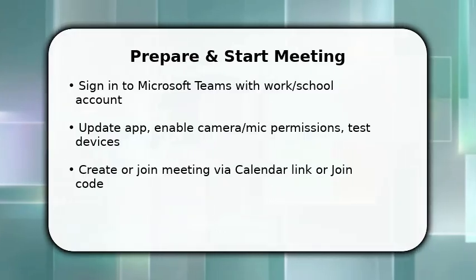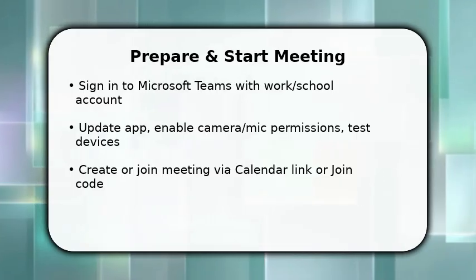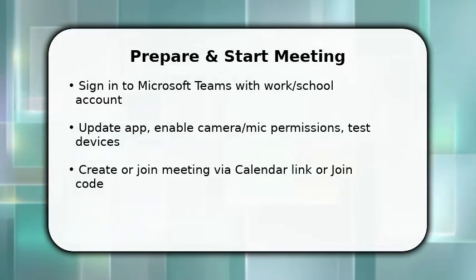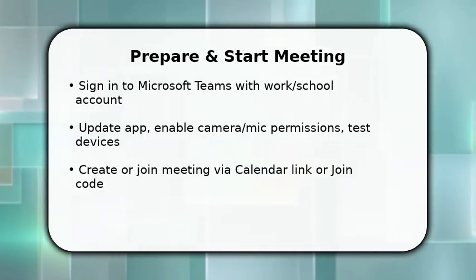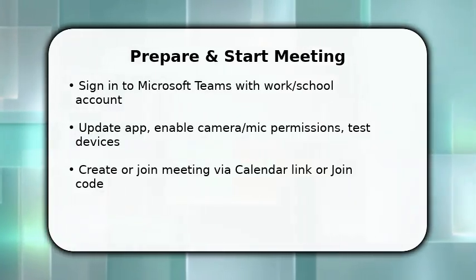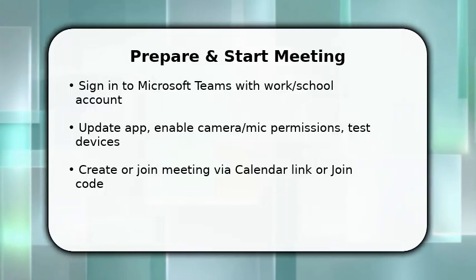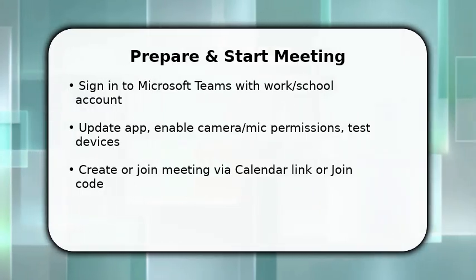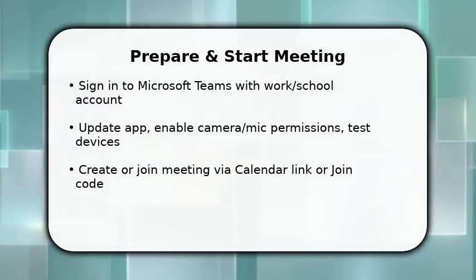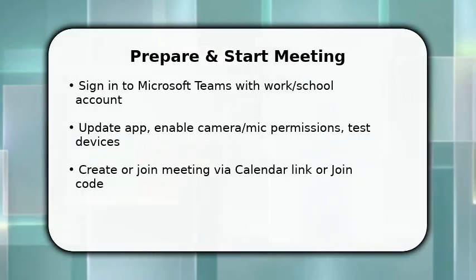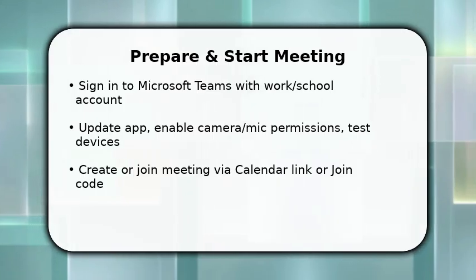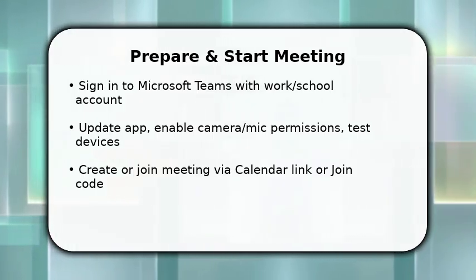You'll begin by signing in with your Microsoft account and confirming the app is up to date. This prevents missing features. Next, test mic and camera and device settings so audio and video are reliable. Once done, schedule in the calendar or join immediately using the meeting link or code. Choose your audio option, computer or phone, and set lobby rules to control attendees. These first steps save time and keep the meeting professional from the start.